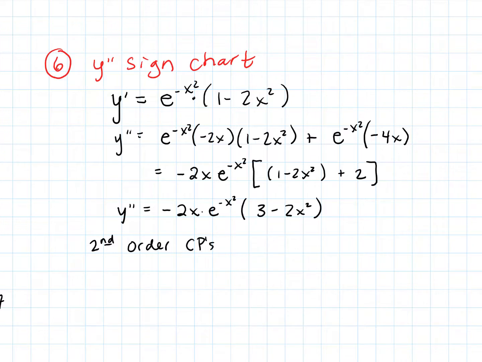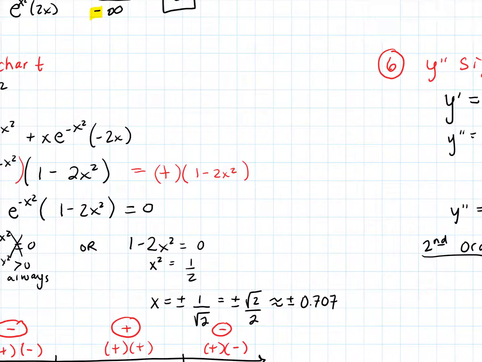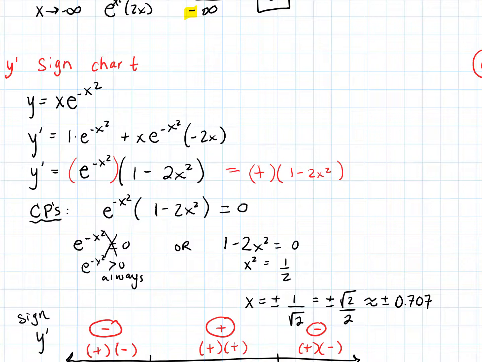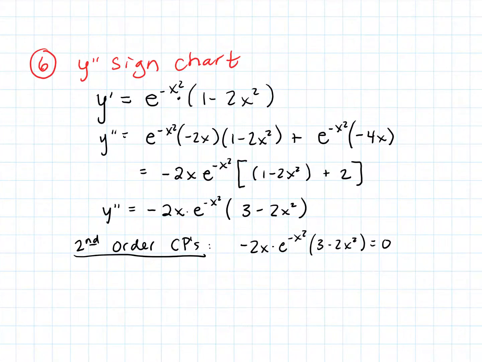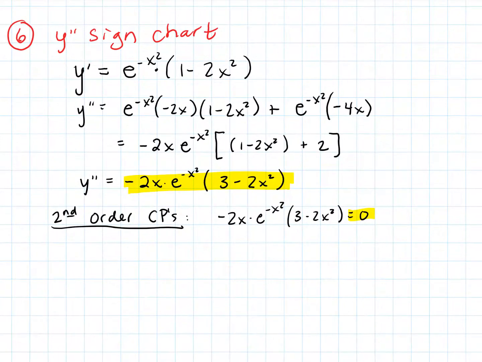So let's find the second order critical points from this function. So let's consider when does negative 2x times e to the negative x squared times 3 minus 2x squared equal 0. Oh, we also need to consider where these are undefined, but these functions are not ever undefined. These derivatives, I don't think I even mentioned that on the first derivative. The first derivative is defined for all values, so I only looked at the equals 0. Similarly, I'm only looking at the equals 0. This second derivative is defined across the entire number line. Remember critical points, though, you do also want to consider where the derivatives are undefined.